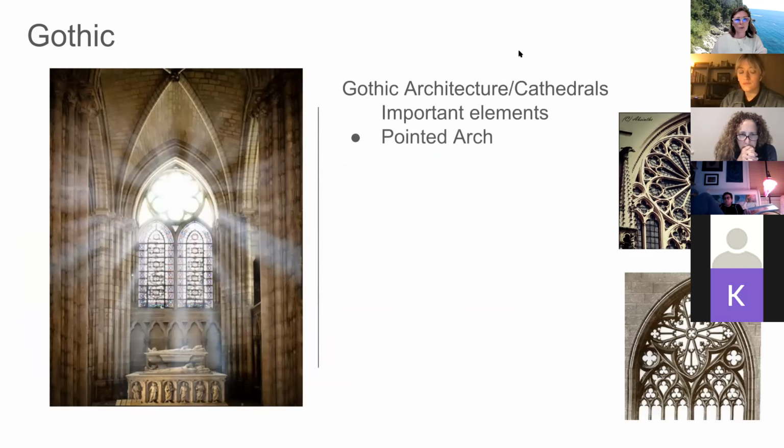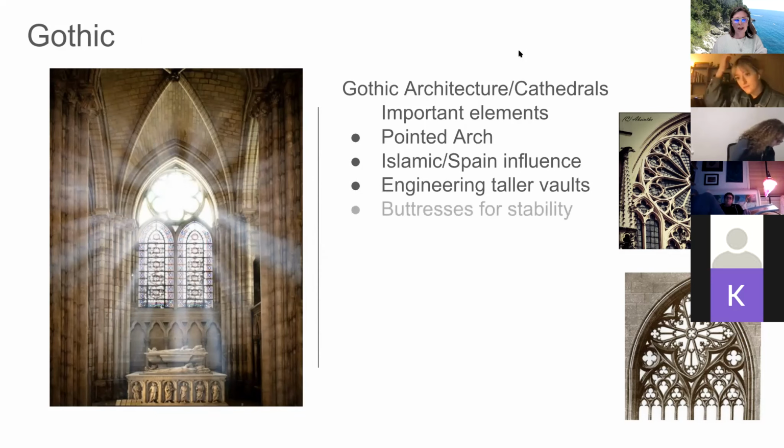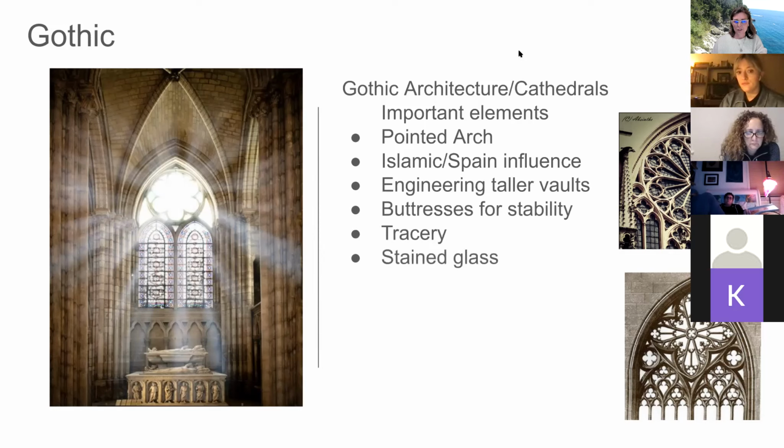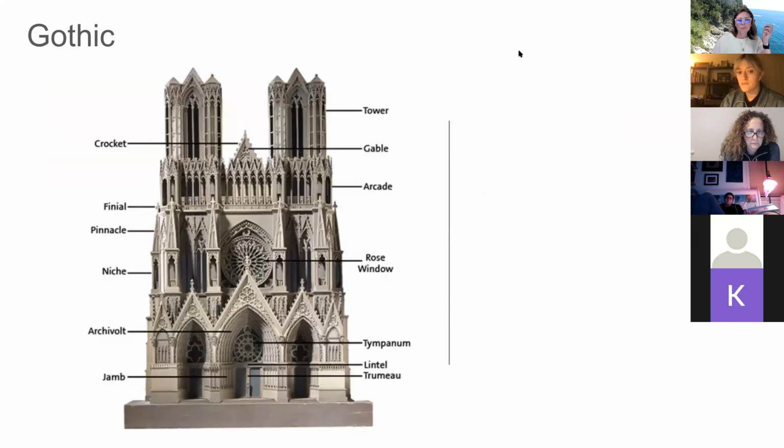So the actual Gothic style is we have those pointed arches, can't miss them, with the rose windows and the insane height that they're able to get, the use of buttresses for stability. And we talked about the tracery, the stained glass, the religious motifs. I think this is a really good diagram showing all the parts of a Gothic cathedral.